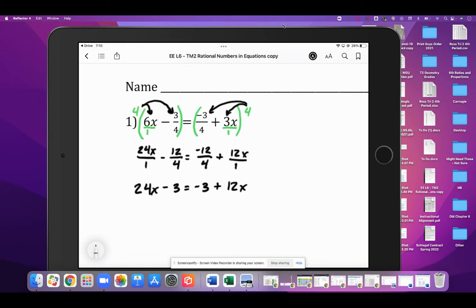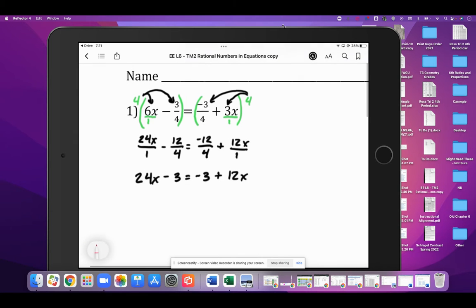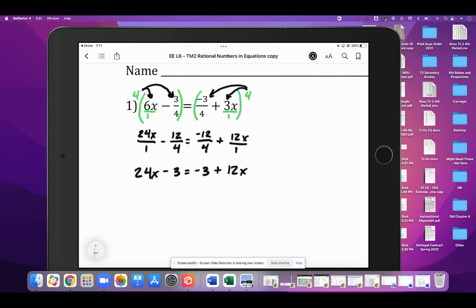The fractions magically disappeared. Now, the reason why this works is because I chose to multiply both sides of the equation by a common denominator. And in this case, that common denominator is 4. So now I have an equation that we should be pretty good at solving by this point. So I'm going to go pretty quickly from this forward here.